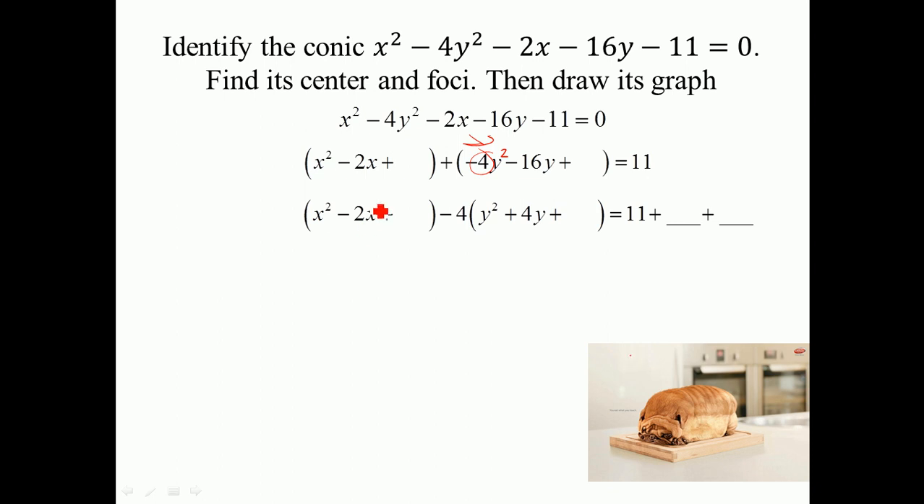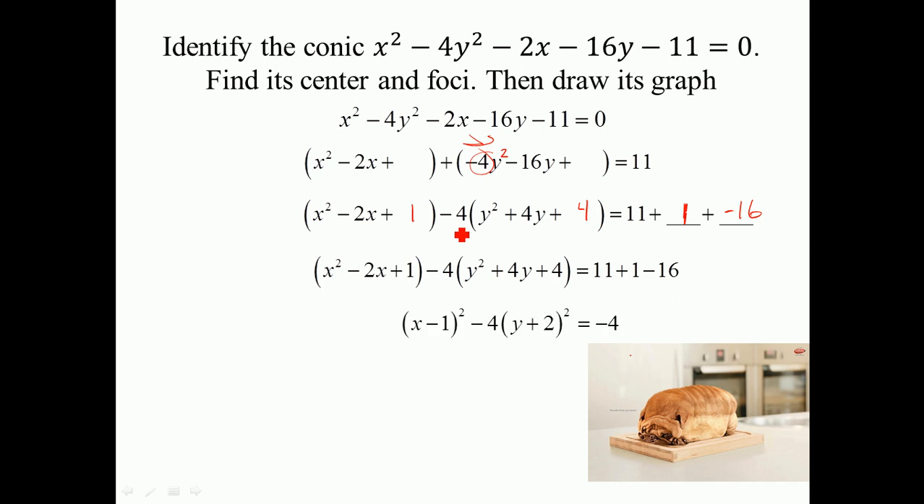From here, if you divide b by 2 and square it, this is going to be a 1. Divide by 2, square it, this is going to be a 4. Now, when we get over here, we're going to add 1, but here we're not going to add 4. We're adding -16, because whatever we're adding from here has to be multiplied by the -4. So we should end up that way. And once we end up with that, let's just start simplifying things. And you should end up with x minus 1 squared, and -4 times y plus 2 squared equals -4.